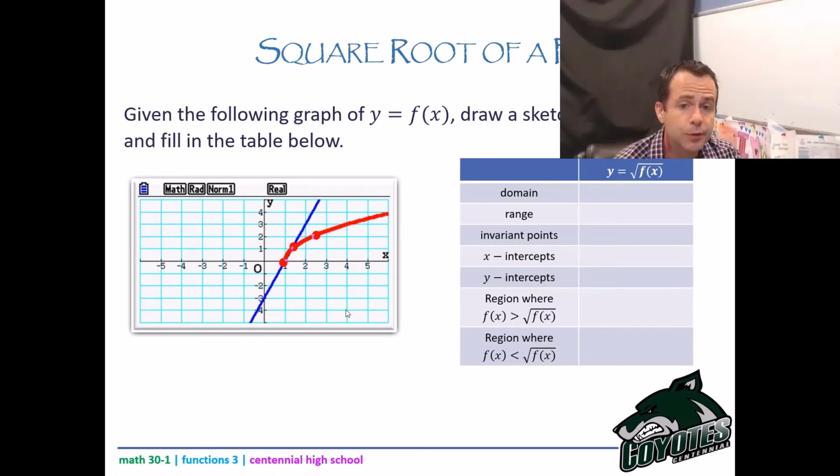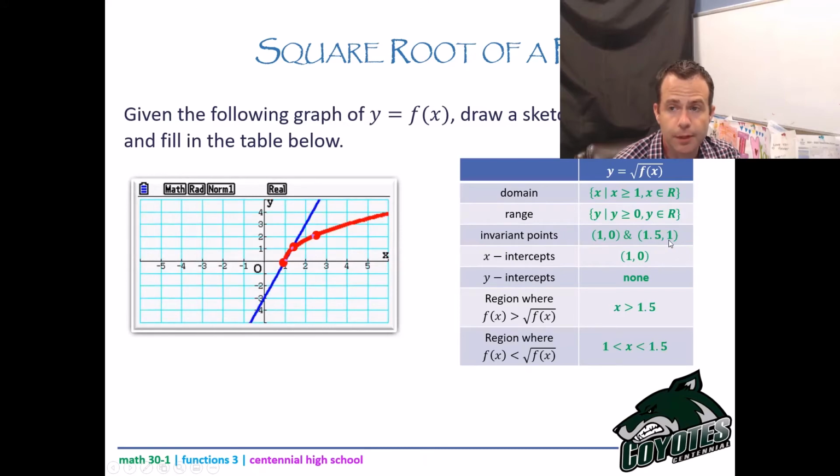Okay, so the domain is going to be x is greater than 1. The range will be y is greater than 0. The invariant points, I have 2 of them in this case. One was at 1, 0, and the other was at 1.5, 1. Okay, I did not give you an equation to this graph. If I gave you the equation to this graph for the invariant points, I would expect that you algebraically plug in 0 for y and solve for x, and then algebraically plug in 1 for y and solve for x. Okay, in this one right now, we're just getting warmed up and we're just estimating based on the graph that we drew. Okay, I know I have an x-intercept at 1, 0.